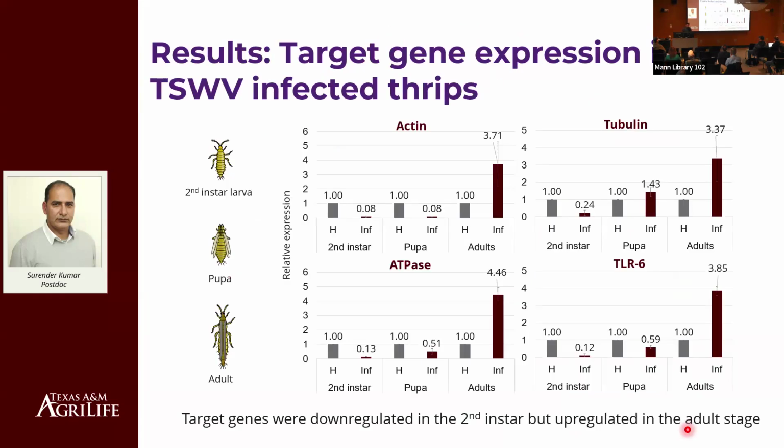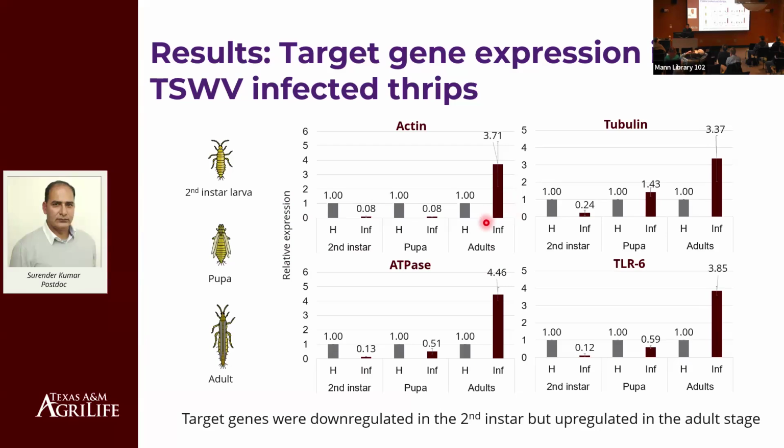Now, this is really cool. What is happening here is you have 4 target genes. We have relative expression on the y-axis, and then we have healthy versus infected on the x-axis at different stages. What you will notice, and is consistent, is the relative gene expression goes down consistently in second instar, here, everywhere. Whereas these genes are upregulated, or it goes up, as an adult.